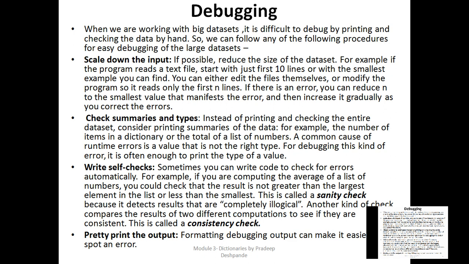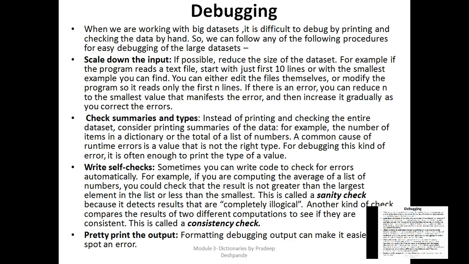Then check summaries and types. Instead of printing and checking the entire data set, consider printing summaries of the data. For example, the number of items in a dictionary, or the total of a list of numbers. It is not necessary to print the complete data set.